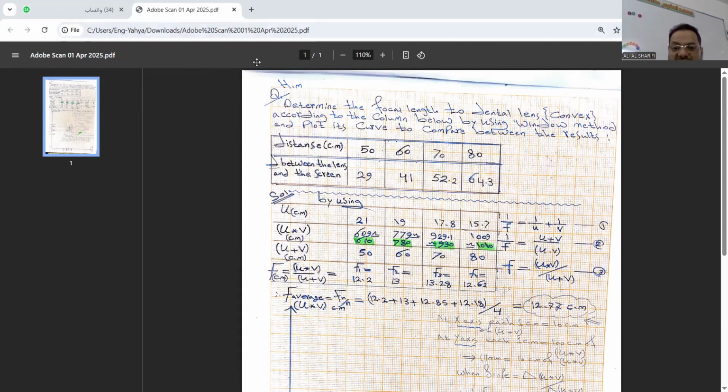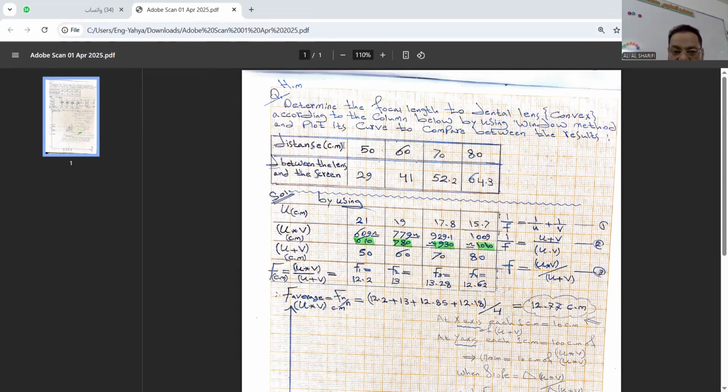The question says: determine the focal length of the convex lens according to the table below by using the usual method and plot its curve. It's necessary. Why? Because you can compare the two results, the results of the usual method and the plot results.